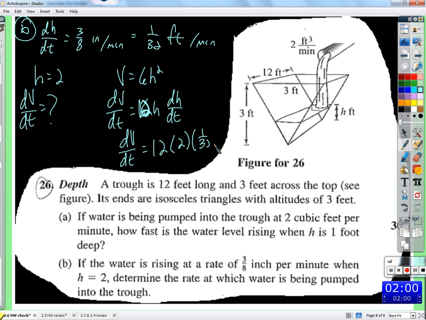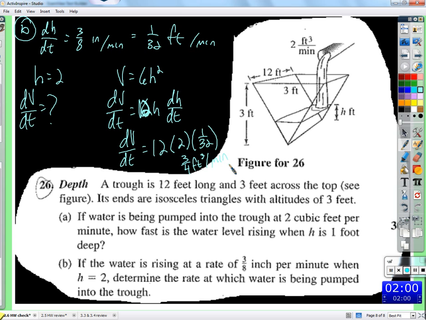This has got to be in the same dimensions, feet instead of inches. 0.75? 3/4 feet cubed per minute. Its volume is changing, so it's got to be a volume unit. You can plug the units in there. It's all going to work out.